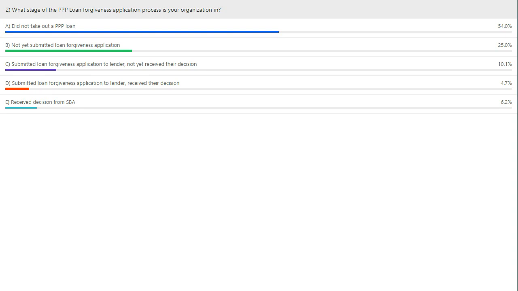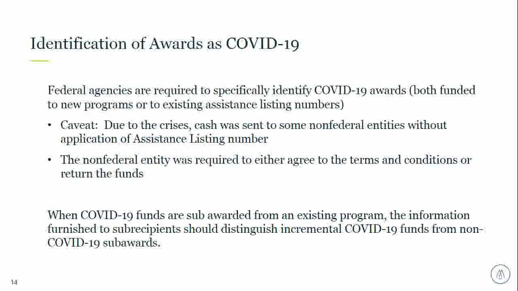Okay, here you go. All right, so it looks like about half of you did not take out a PPP loan, and the rest are in some stage of working on the forgiveness application or waiting to hear back some decisions. So for those of you waiting, good luck to you all, and hopefully it is not a tedious process for you. And with that, I think I will turn it over to Sasha.